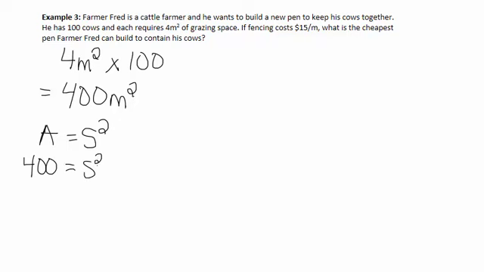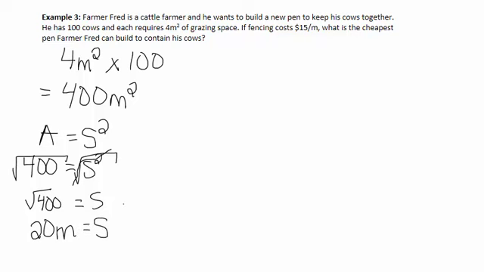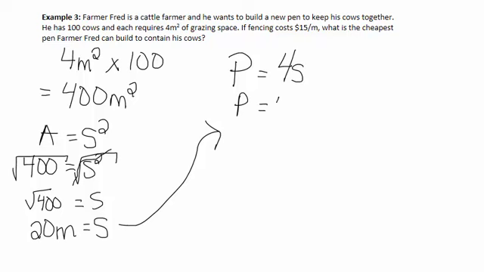Take the square root of both sides. These cancel out. We're left with the square root of 400 is equal to S. So 20 meters is the value of S. Now, let's plug that into the perimeter formula to figure out how much fencing we need. 4 times 20 meters. Therefore, we need 80 meters of fencing.